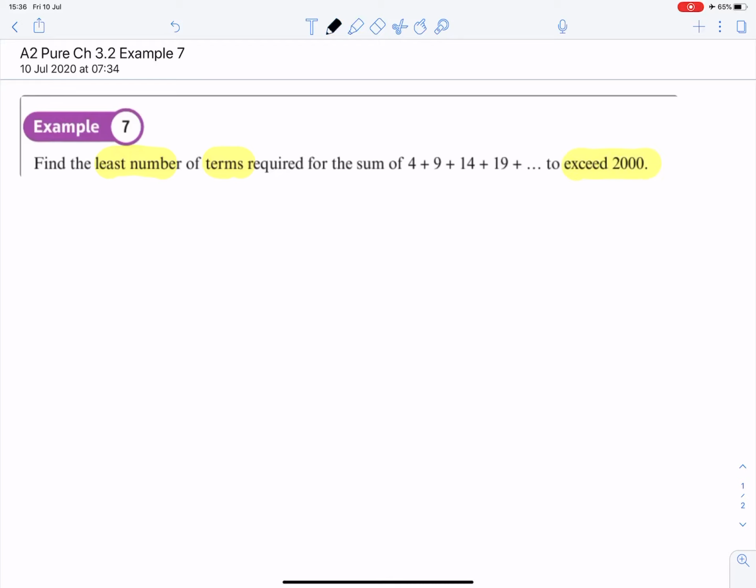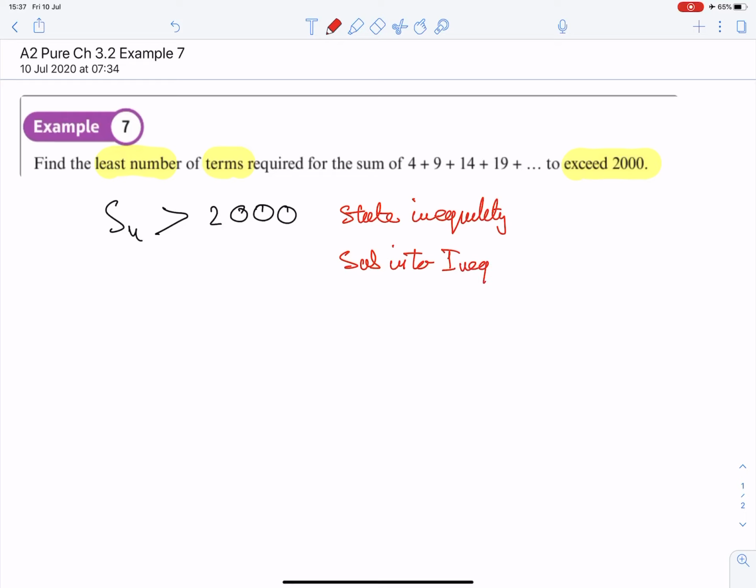So we want Sn to be greater than 2000, right? State the inequality, and then substitute into the inequality. Well, what can we substitute in?